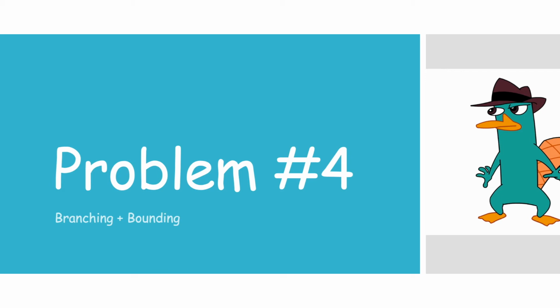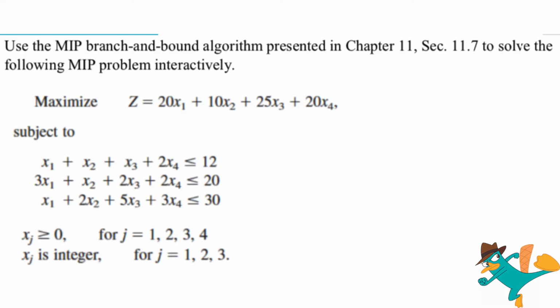This is problem 4 of the Operations Research Final by Justin Nathanson. In this problem, we had to use branching and bounding to solve a maximization problem with 4 decision variables subject to 3 constraints. All of the decision variables must be greater than or equal to 0, but only x1, x2, and x3 are forced to be integers, while x4 can be anything continuous.